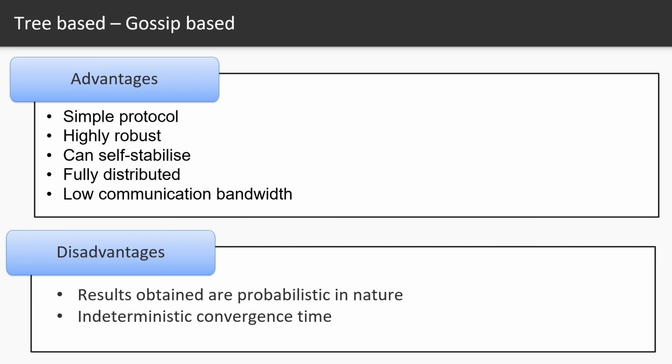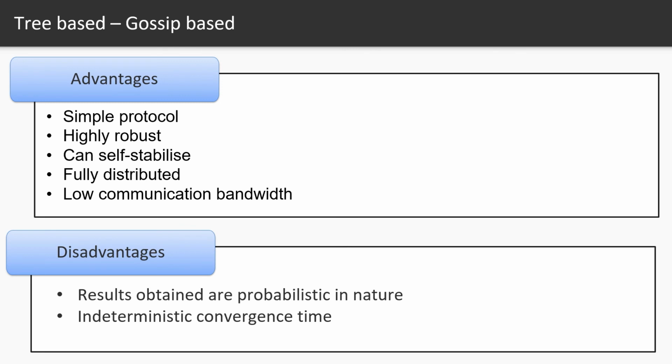It is fully distributed because it uses pairwise operation, and nodes do not need to be aware of all of the nodes in the network, only their neighbors. So they use local information only to spread the rumor across the network. It uses small messages, due to which it has low communication bandwidth.